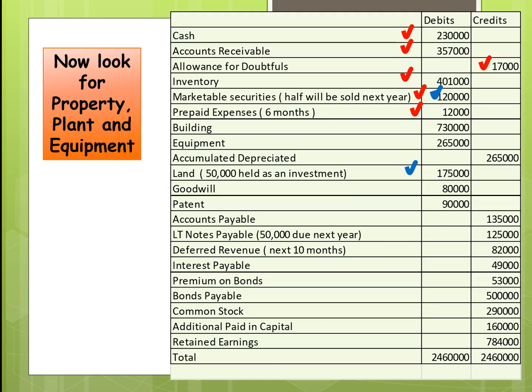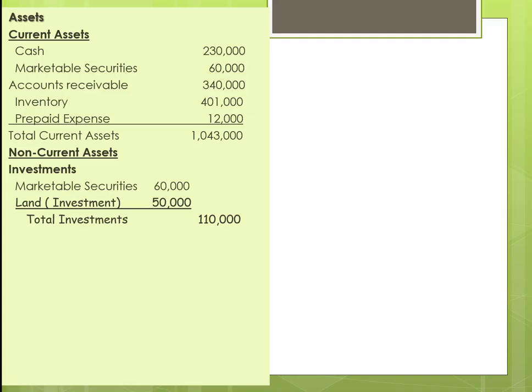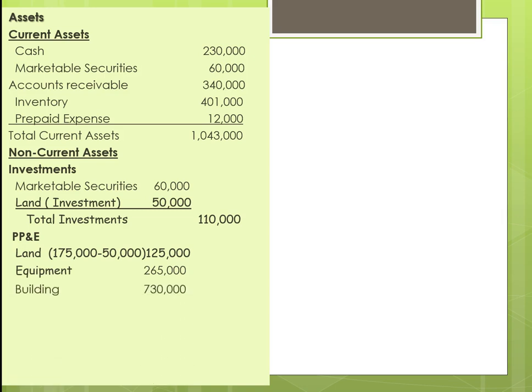Now we move to the section called property, plant, and equipment. So we're going to select the building, the equipment, the accumulated depreciation, and the other $125,000 of the land. So we go back here and we now have PP&E, and we're going to list the land, the equipment, the building, less accumulated depreciation, and that gives us our total PP&E.